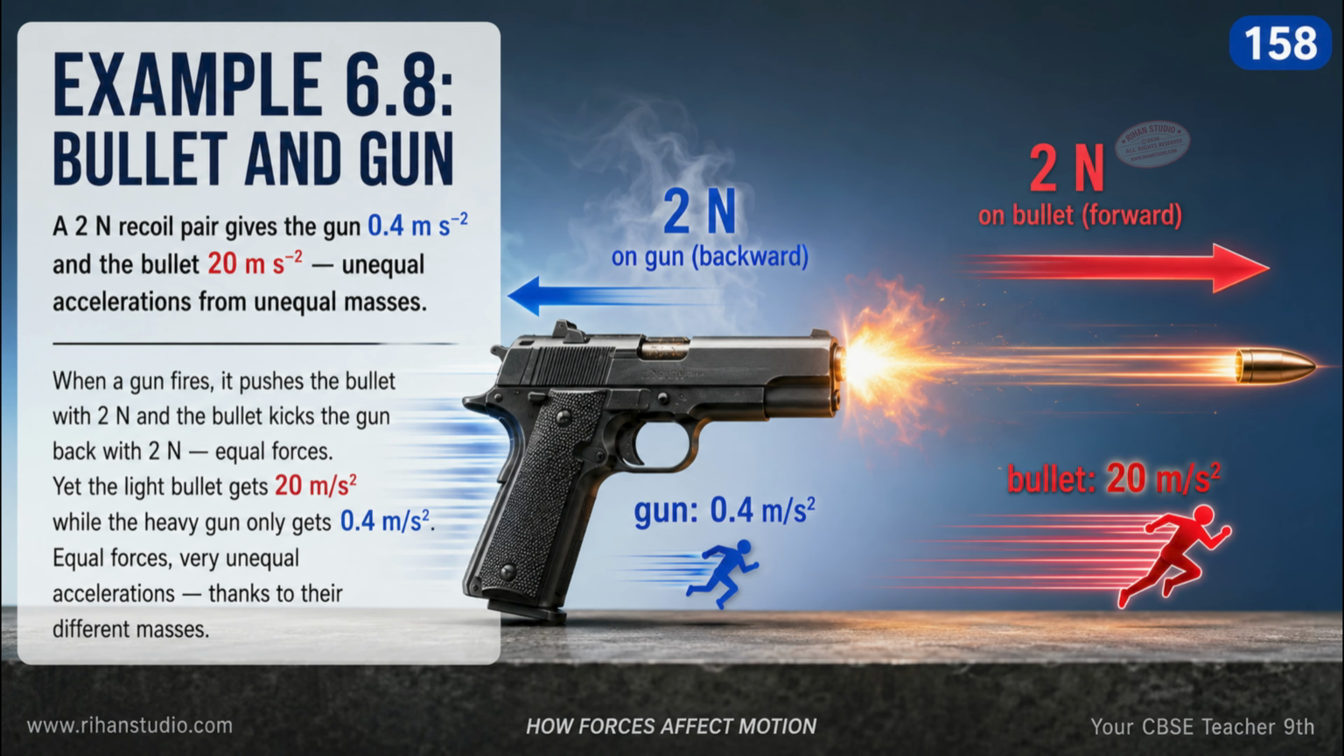Example 6.8. Bullet and gun. When a gun fires, it pushes the bullet with 2 newtons, and the bullet kicks the gun back with 2 newtons, equal forces. Yet the light bullet gets 20 meters per second squared, while the heavy gun only gets 0.4 meters per second squared.